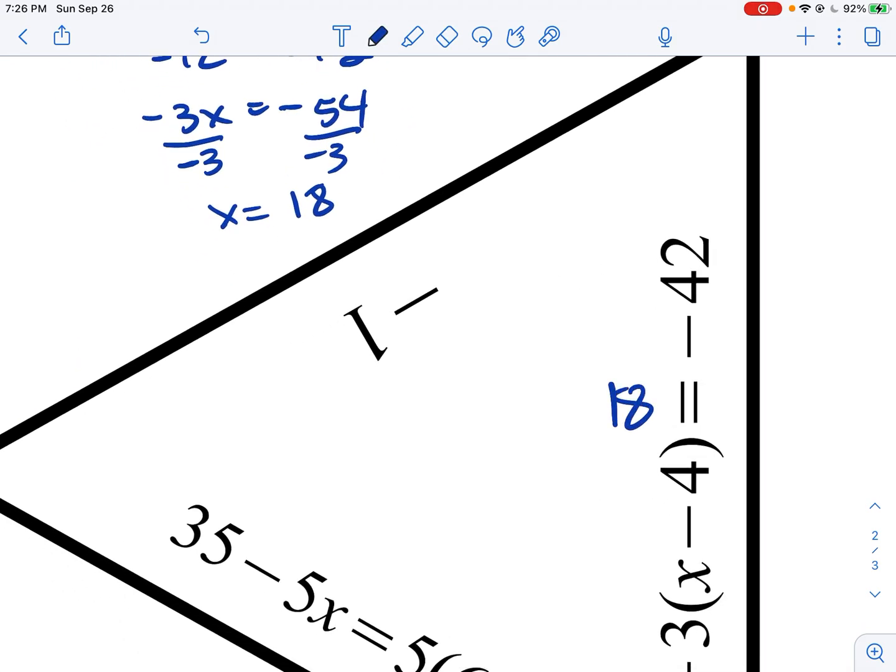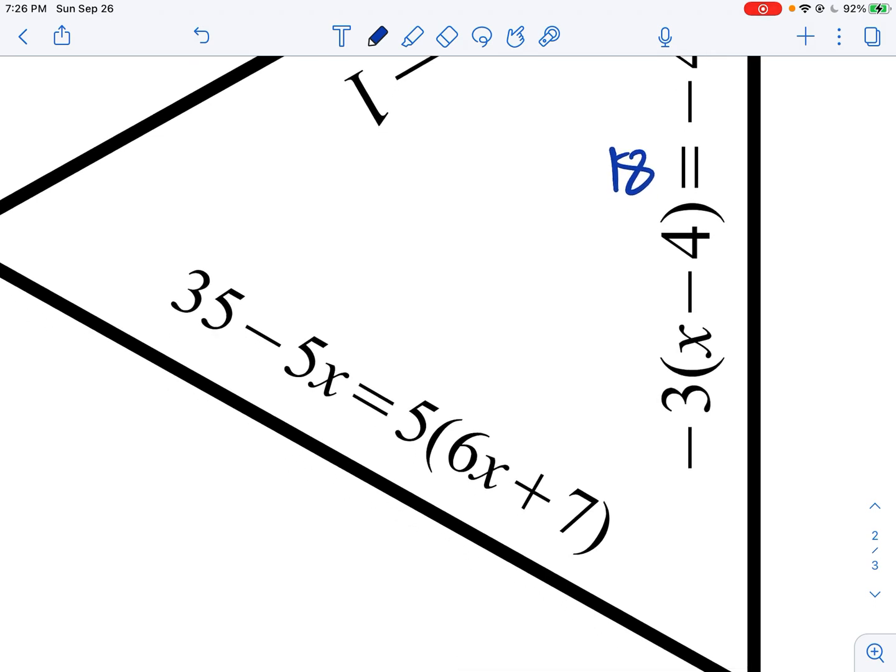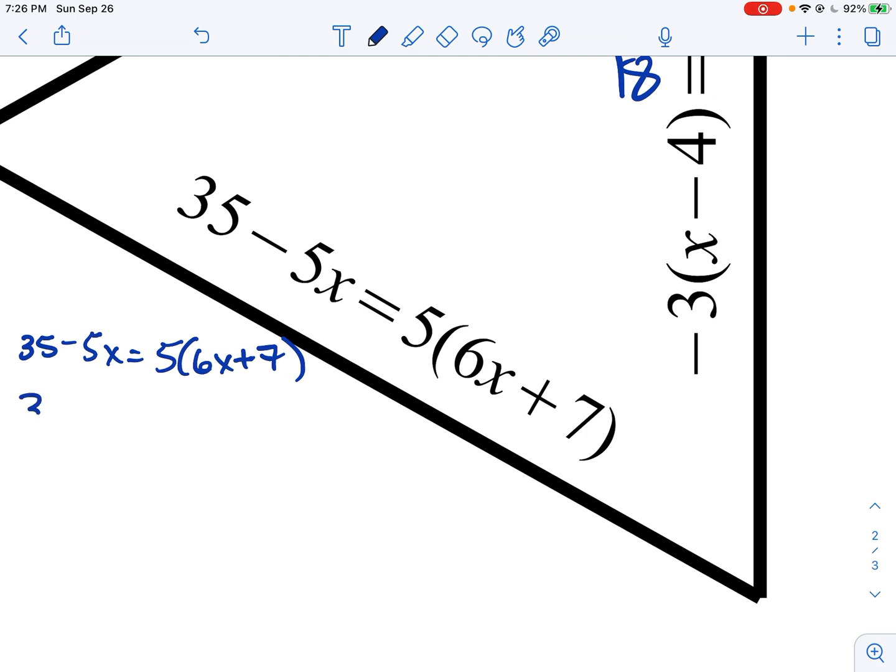So this is 18. And then last but certainly not least, we have 35 equals, let me try that again, negative 5x equals 5 times (6x plus 7). So I'm going to multiply through and get 30. Okay, we're having a hard time on this last one. Sorry about that, guys. Negative 5x equals 30x plus 35.